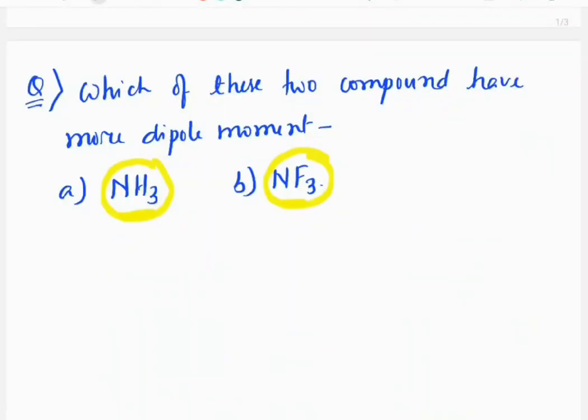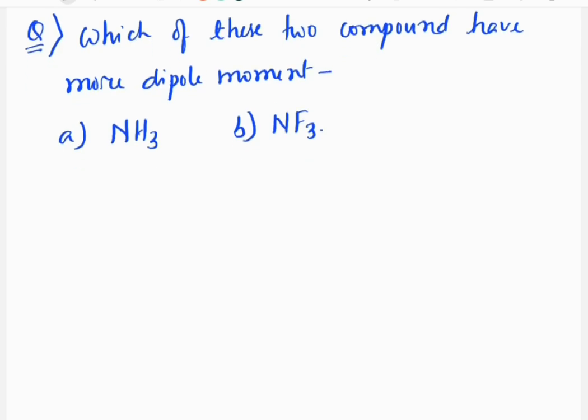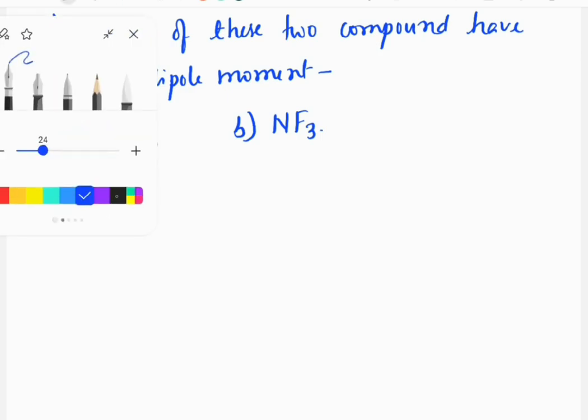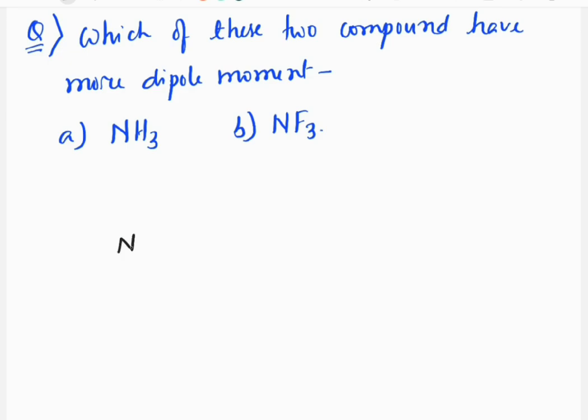Next question. Between NH3 and NF3, which one will have more dipole moment? Now, if you see the structure of NH3 and NF3, let me first draw the structure. This one is NH3. And this is NF3.